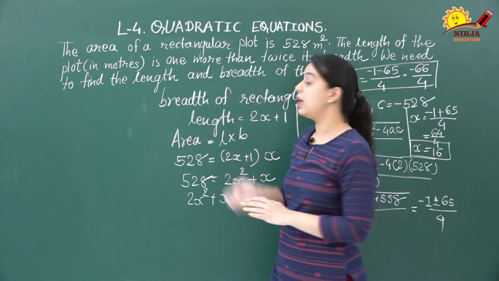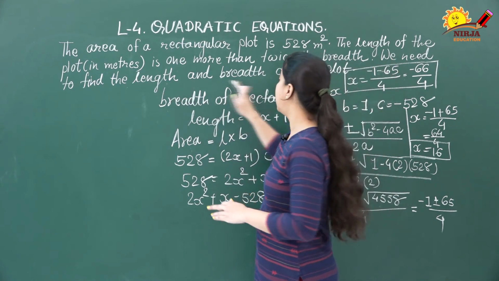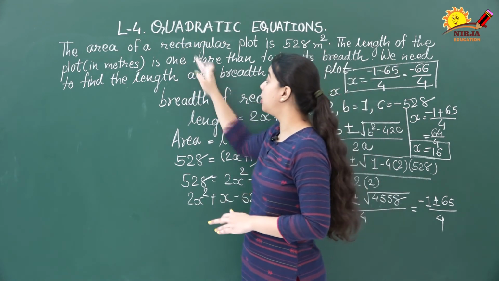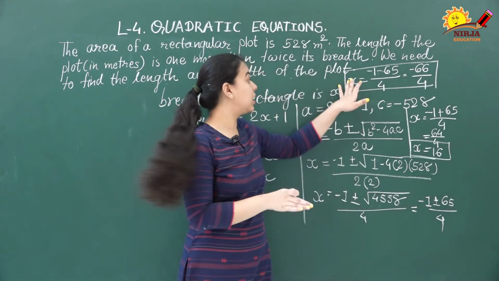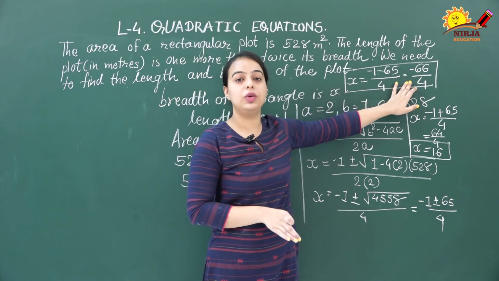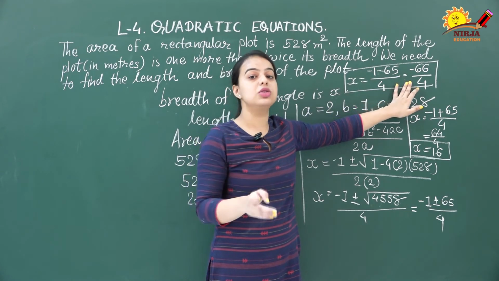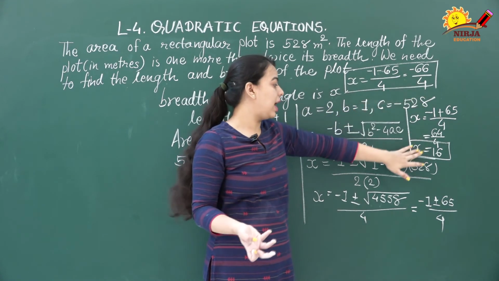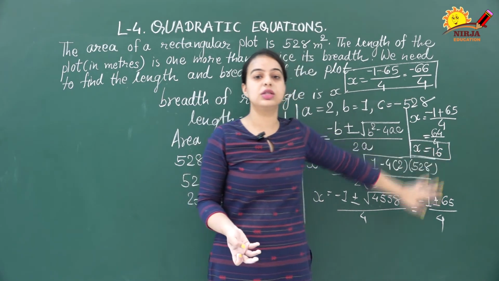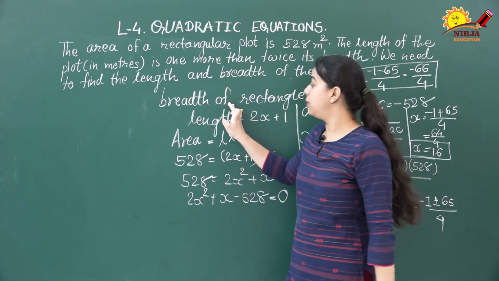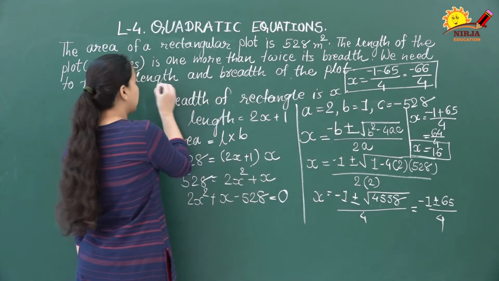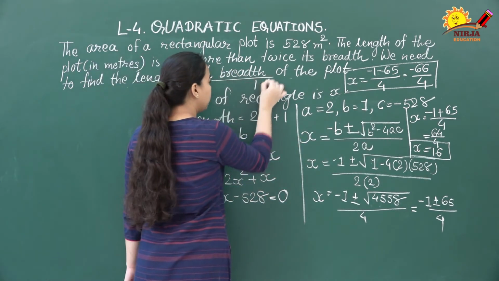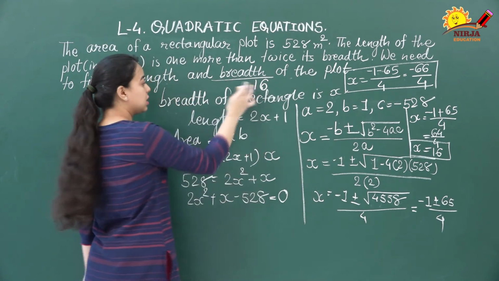But here they have asked us to find the length and breadth of the rectangular plot. What is our breadth? x, and here we are getting x as negative. So we all know the breadth of a rectangular plot cannot be negative. So our x is equal to 16. So this is the solution of this equation. That means here we have the value of breadth, that is 16. So the breadth of the rectangular plot is 16.